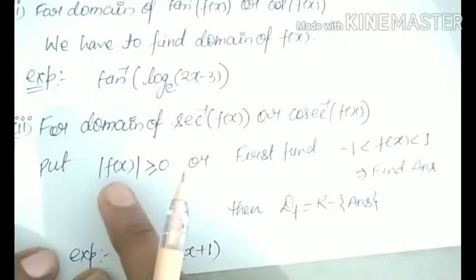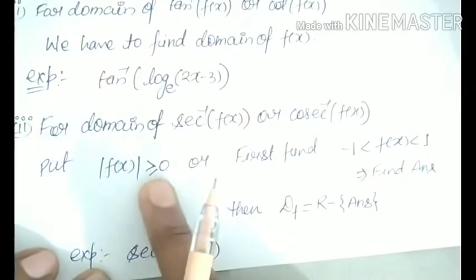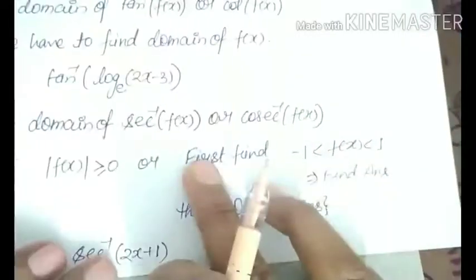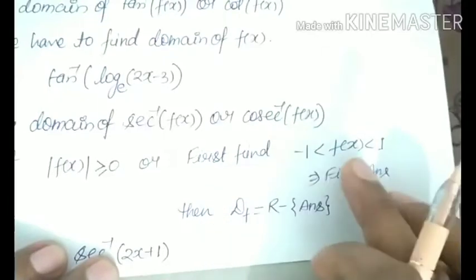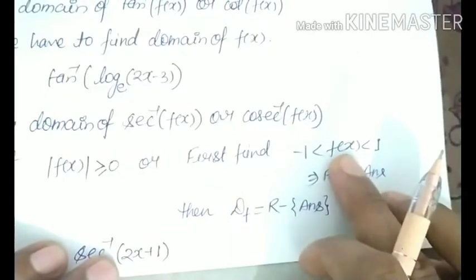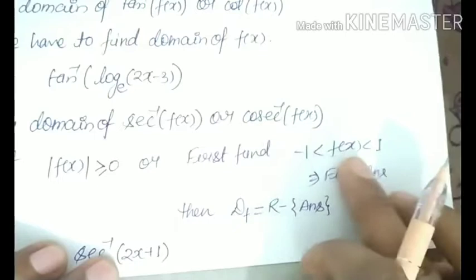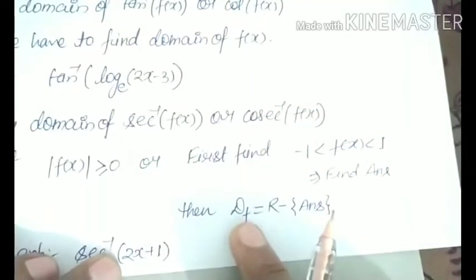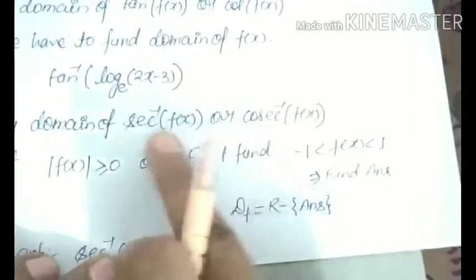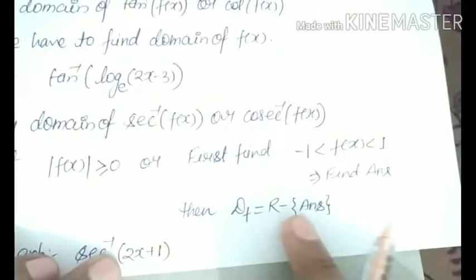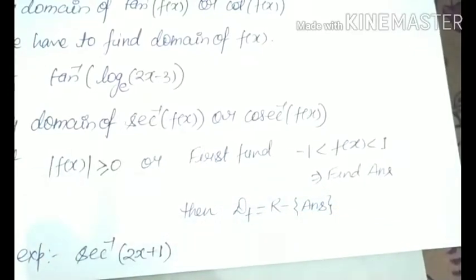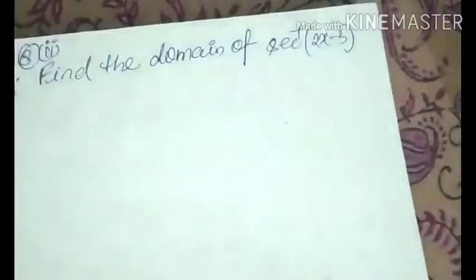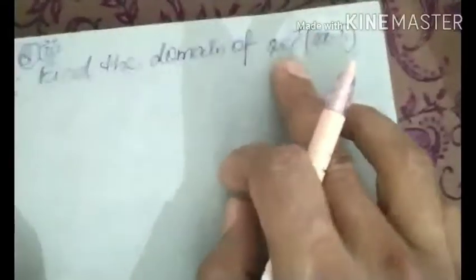The third is, for the domain of sec inverse f(x) or cosec inverse f(x), there are two rules. First, put the mod of that function greater than or equal to 1, or second, first find where the function value is in between -1 to 1, then find the answer, and then the domain of that function will be R minus that answer. This is the example. So this concept we are going to use this time. Find the domain of sec inverse 2x minus 3.